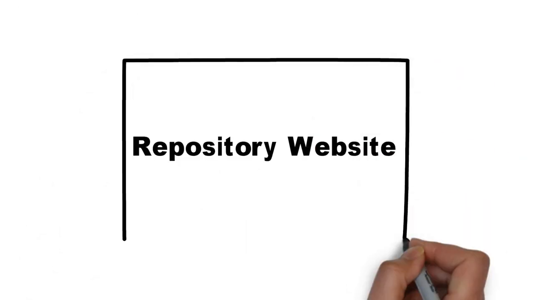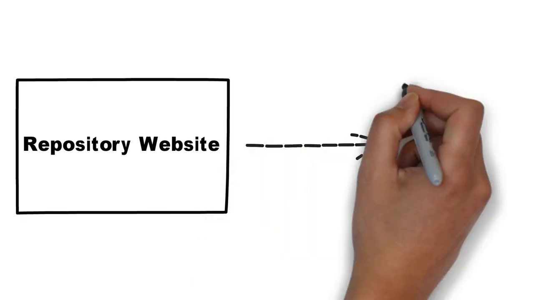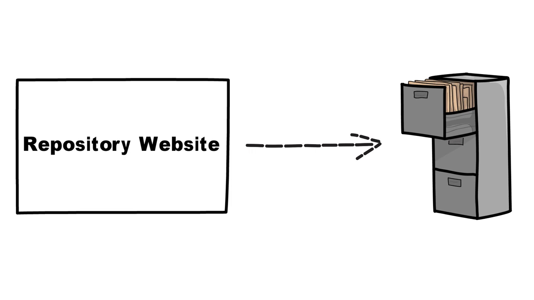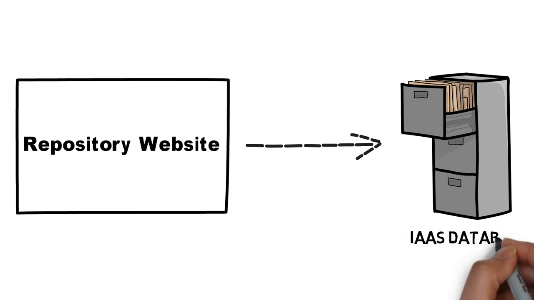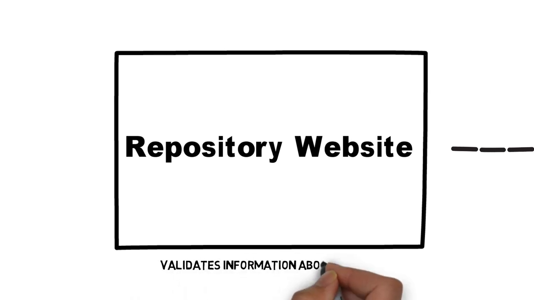The final website that we have is the repository website. It is the only website that is in communication with the IIS database. It validates all the data coming from the VRA appliance, from all the requests that come from the VRA appliance.